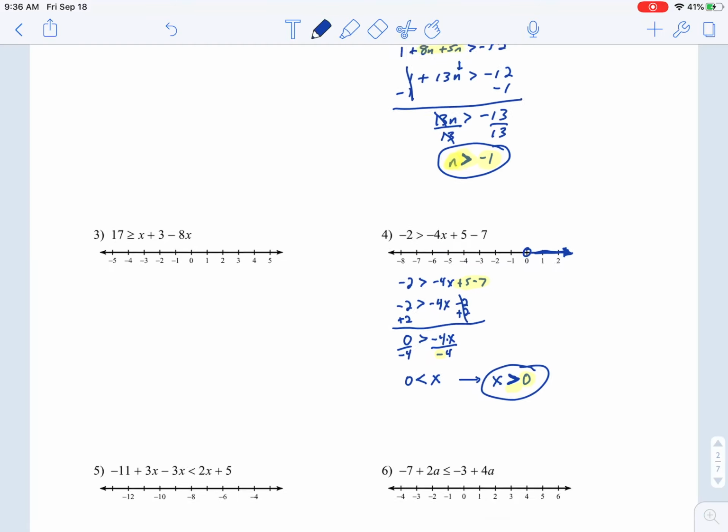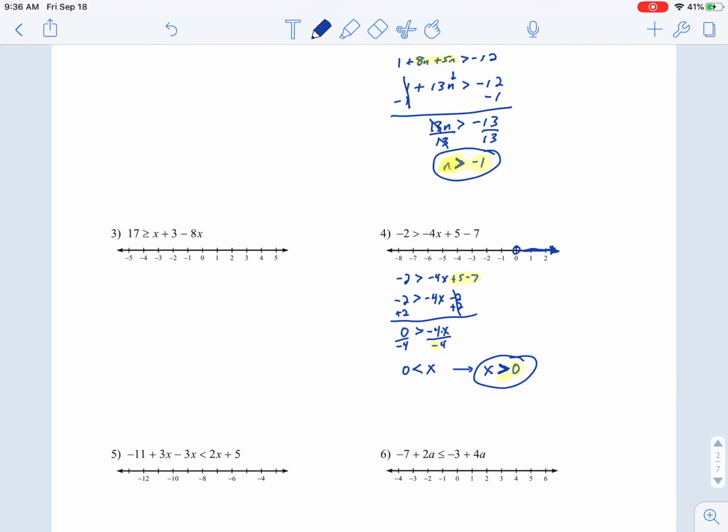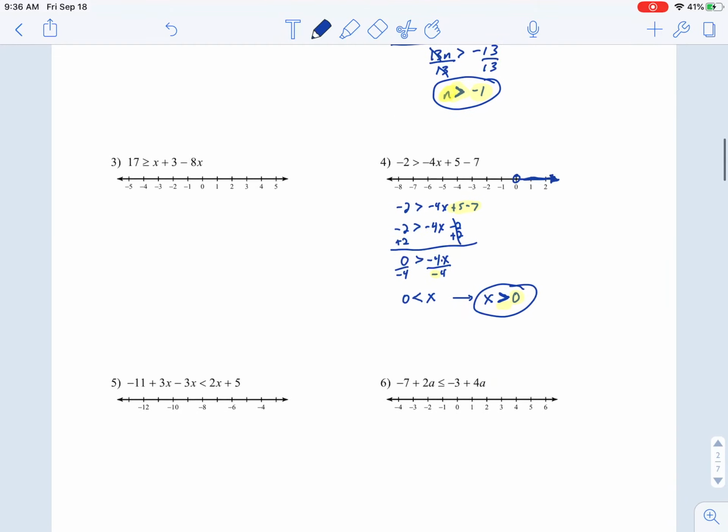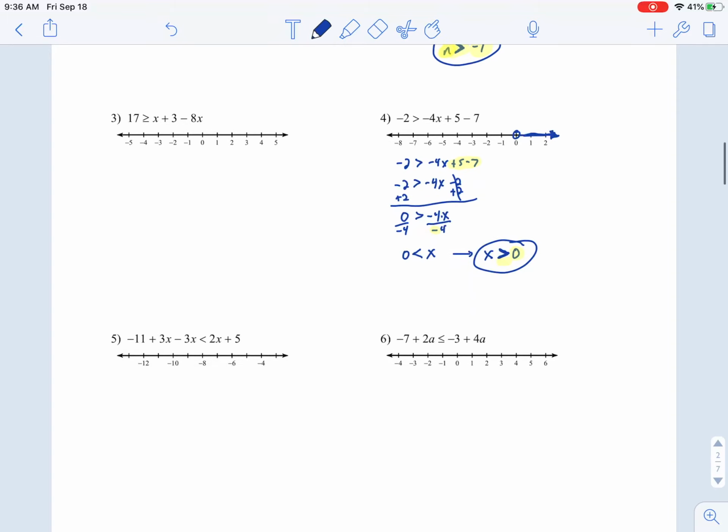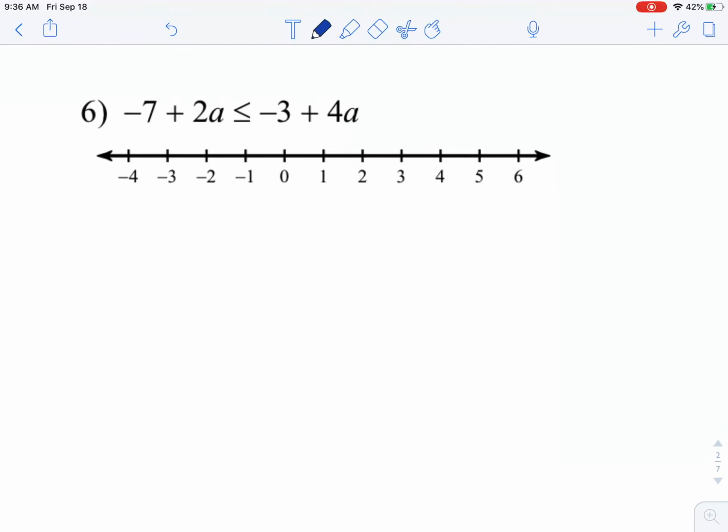Nope. All right. If this isn't sticking, if it isn't gelled yet, just hang with me. Maybe more examples will help. If you totally got this, you remember doing it in Algebra 1, you can just go at your own pace here. Okay, number 6. Negative 7 plus 2a less than or equal to negative 3 plus 4a.